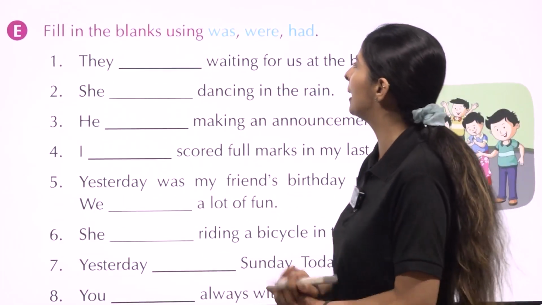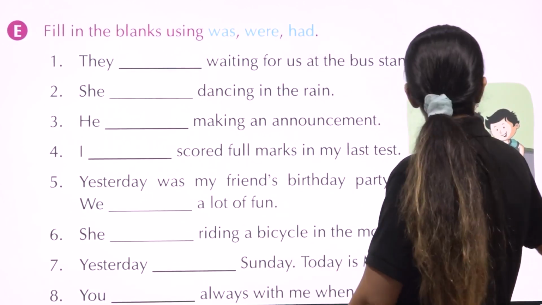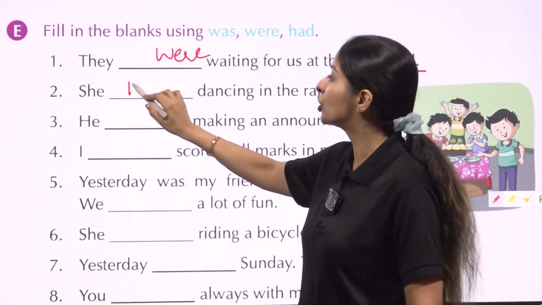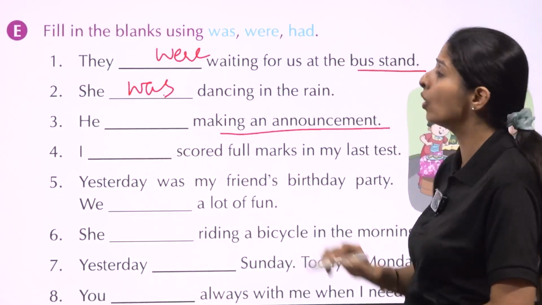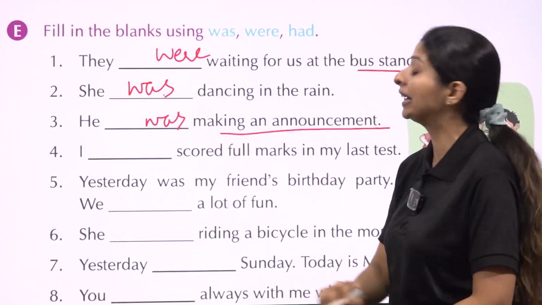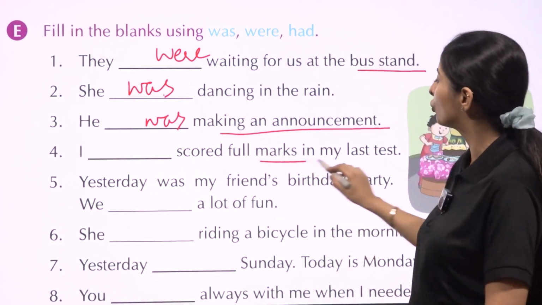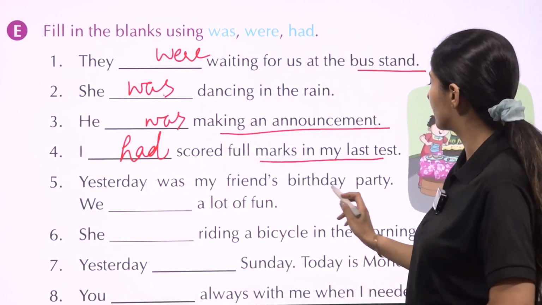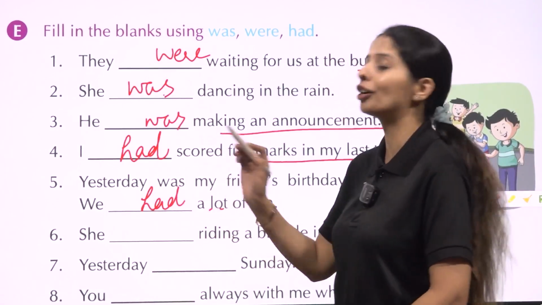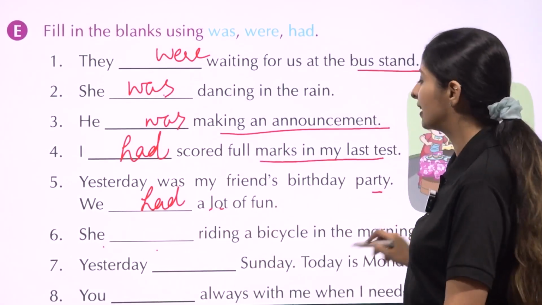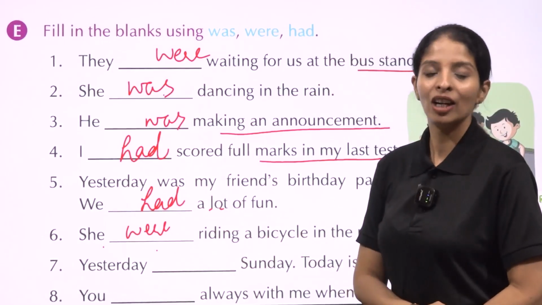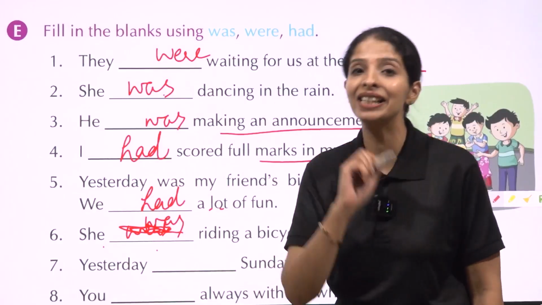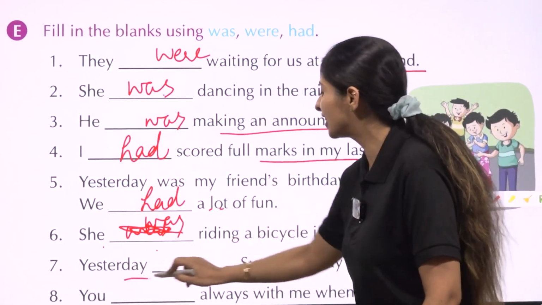Next is fill in the blanks using was, were, had. They were waiting for us at the bus stop. She was dancing in the rain. He was making an announcement. I had scored full marks in my last test. Yesterday was my friend's birthday party. We had a lot of fun. She was riding a bicycle. She was or were? Yes, she was. I'm talking about a single girl, so was, not were.